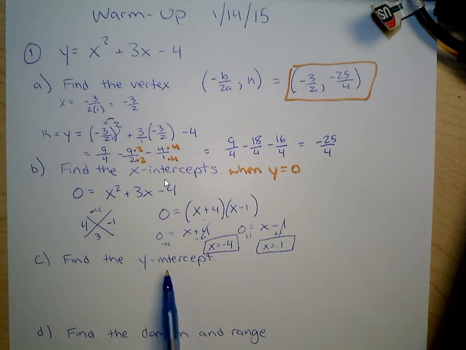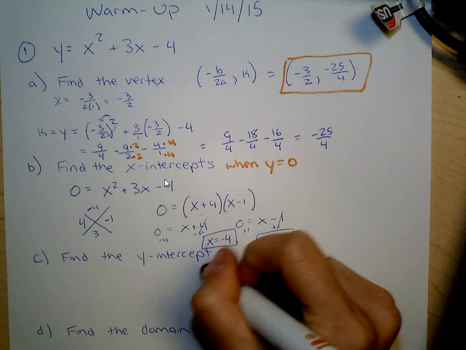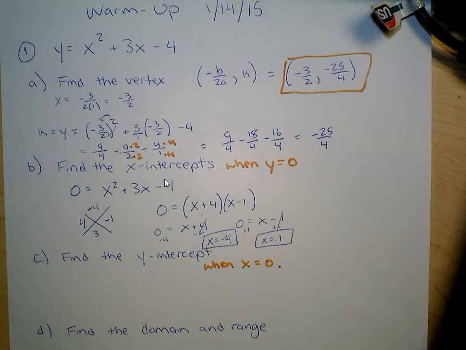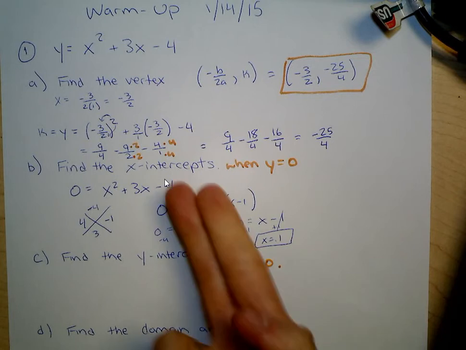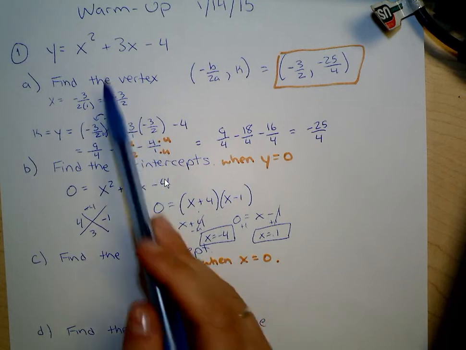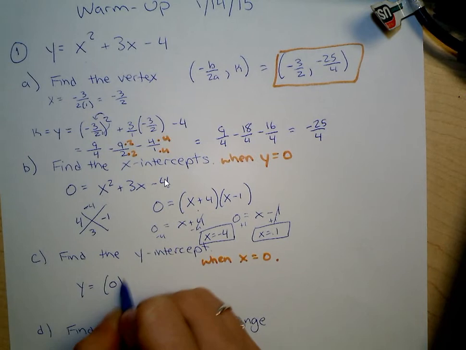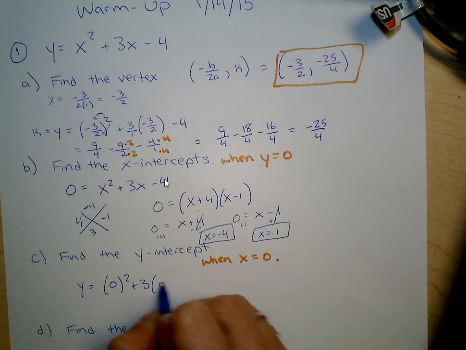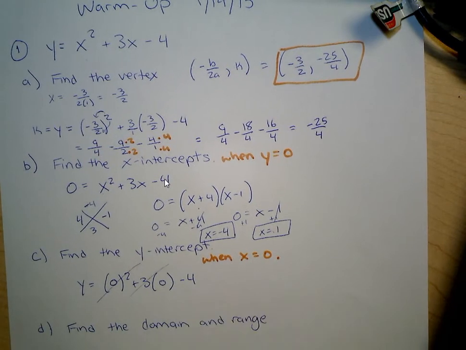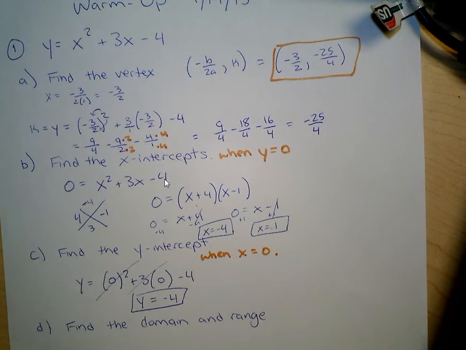Talking about my y-intercept, that's when x is equal to 0. So if you want to think of it as the opposite: y-intercept, x is 0; x-intercept, y is 0. So now I'm plugging in 0 for x. So I'm plugging in 0 here and 0 here. So y is equal to 0 squared plus 3 times 0 minus 4. So this term goes away, this term goes away, and all I'm left with is y is equal to negative 4. That would be my y-intercept.